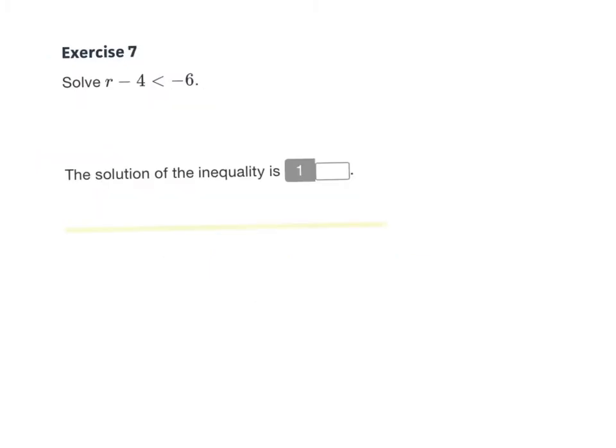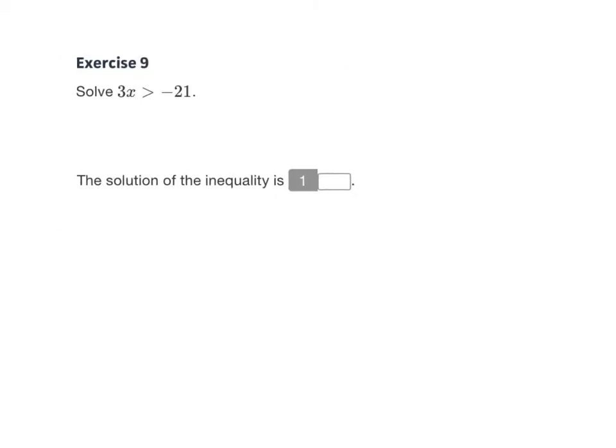Number 7. To solve this one, to get r by itself, we're going to do the inverse of subtracting 4. We're going to add 4 to both sides. That's going to give us r is less than negative 2. And if we were to graph this, negative 2, negative 3, negative 1, open circle, running to the left.